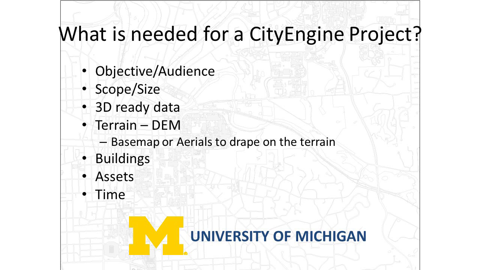Unless your campus is very flat, you'll need some kind of terrain model to put your campus on. And then what are you going to display on that terrain? You're going to use aerials or a base map to show your geographic areas. Then you need your building outlines or floors and what assets you want to put in there. And with any new product, you need a lot of time to devote to build your models out.